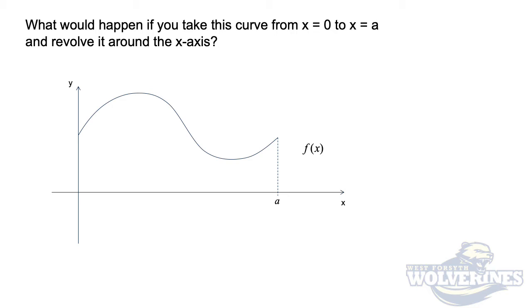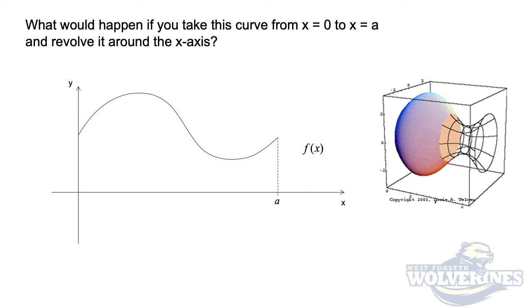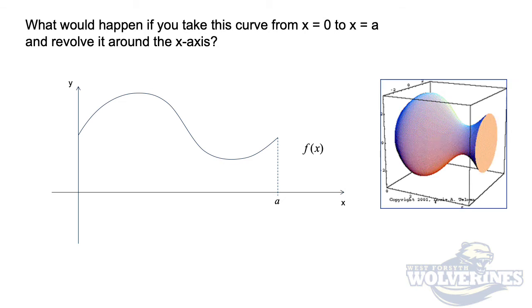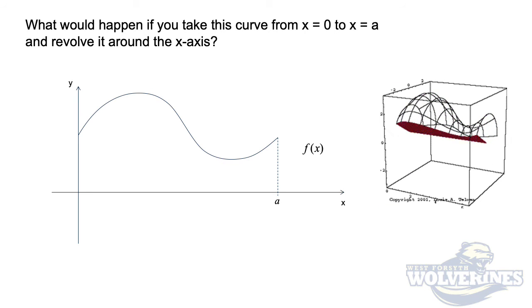So here we have a curve, f of x. And the idea is, what would happen if you take this curve from 0 to a and revolve it around the x-axis? Now, there's a fun little animation here, but I'm also going to draw a sketch based off of this. So let's look at the animation first, because it helps us put this in perspective. It forms a shape that looks like a base in this case.